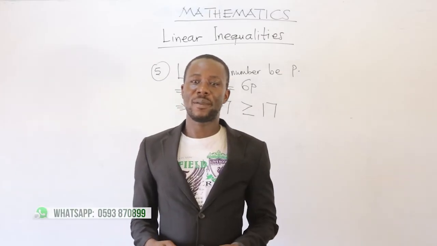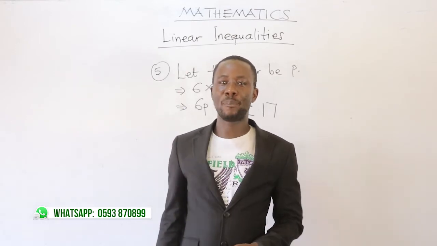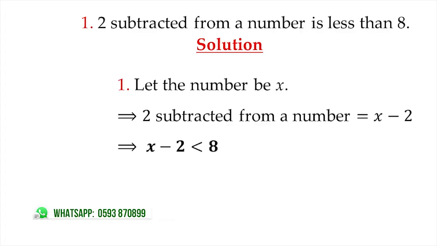You are welcome back from the break. Hope you are done with your exercises. Okay, now let's compare our answers as they appear on the screen. So the first one was 2 subtracted from a number is less than 8. So this is how I did mine. I chose the number to be x on the screen. So let the number be x.